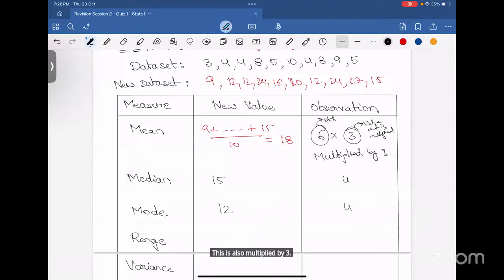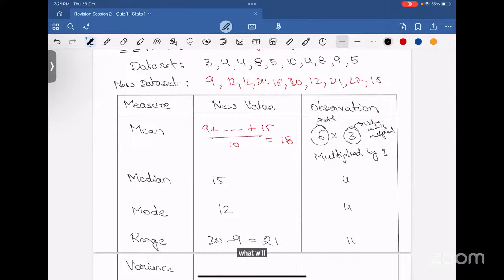Now let's come to the range. What is the range of this new data set? The minimum value is 9 and the maximum value is 30. So 30 minus 9 is the range, which is 21. Earlier range was 7. Now the new range is 21. Again, this also gets multiplied by 3.